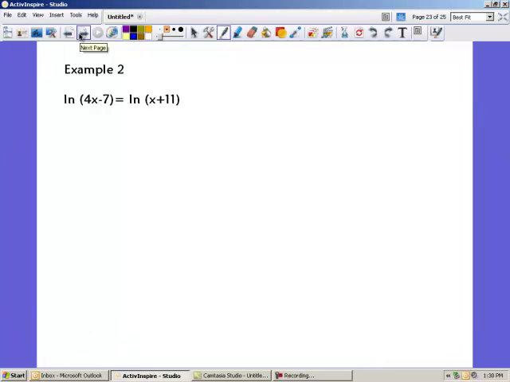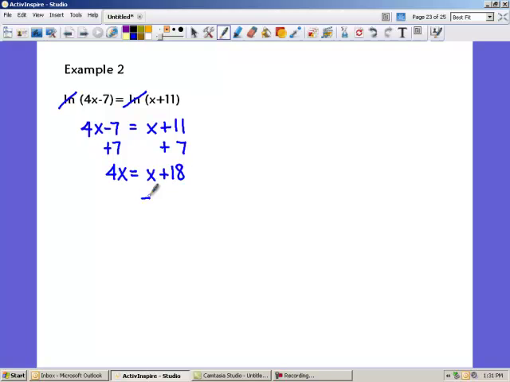Example 2, remember the log of e is ln. So you have the log of e on both sides, cancels, and we're left with this. So we're going to simply do algebra and figure out what x is. And x equals 6.